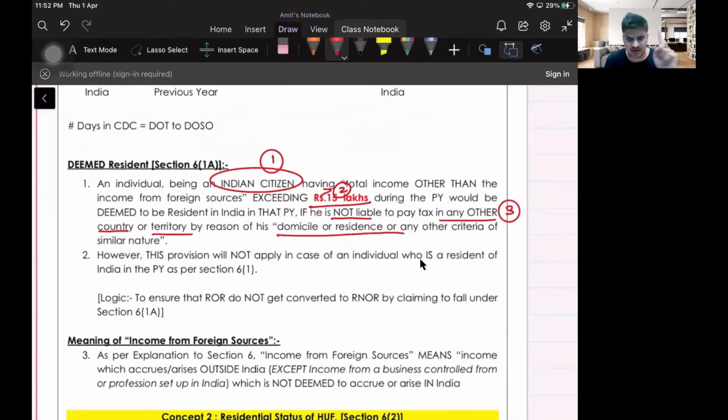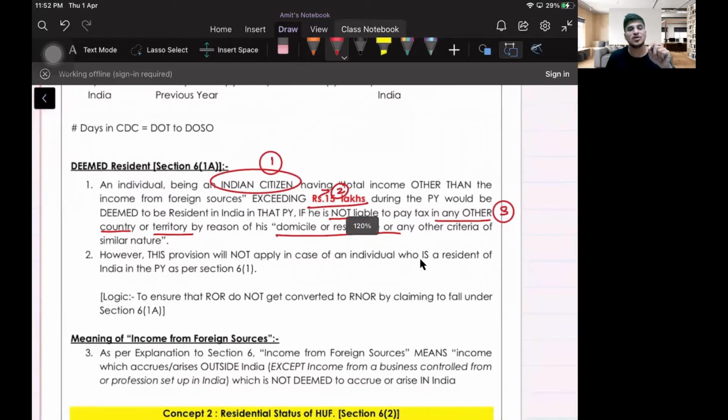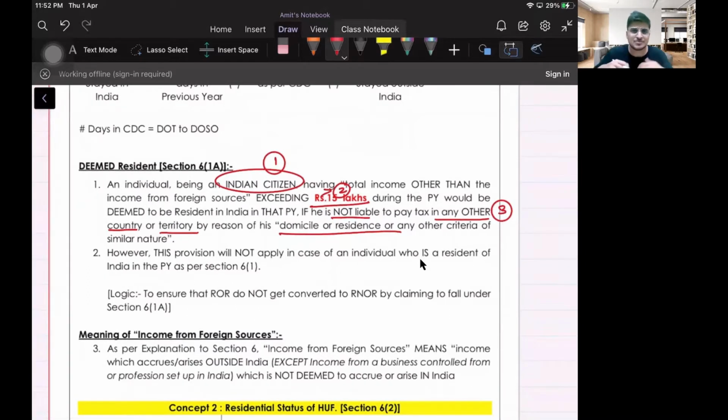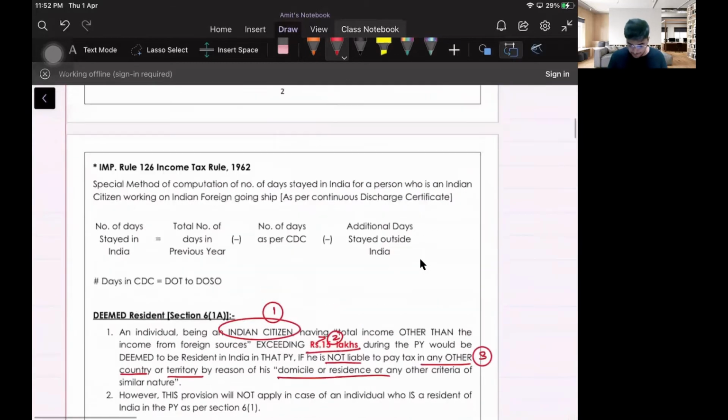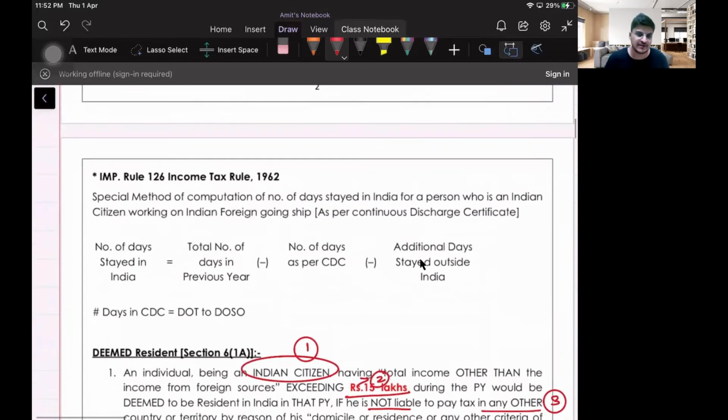So 3 conditions we'll have to satisfy. One is you are an Indian citizen. Your total income excluding foreign sourced income is more than 15 lakhs, and you do not pay tax in any of the countries. If you satisfy these conditions, then you will be called a resident, which means as per the definition you are not a resident, but the income tax department will treat you like a resident. But which resident, sir? You will be considered as RNOR directly. Perfect. Great. Then one more point which we will have to discuss.